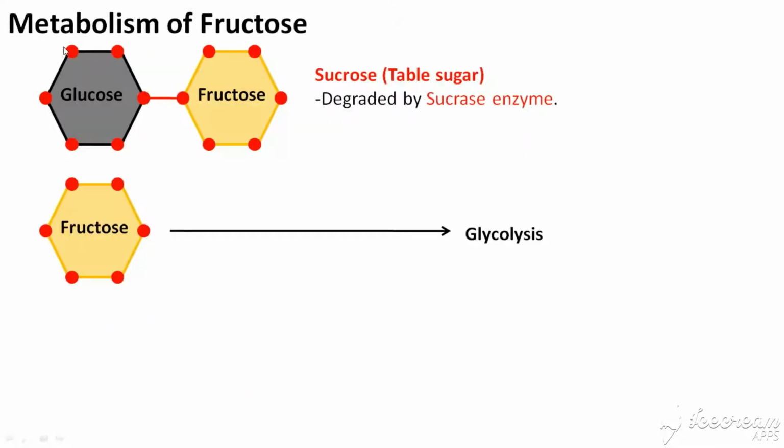Okay, so now we're going to discuss in detail the metabolism of fructose. Fructose is a monosaccharide, and it's mainly found in the disaccharide sucrose. Sucrose is the normal table sugar that we ingest. Sucrose is a disaccharide that's composed of a molecule of fructose attached to a molecule of glucose. And sucrose is degraded by the sucrase enzyme that is found in the small intestines. So fructose, when it enters our body, is going to be metabolized, and it's eventually going to pour into the glycolysis pathway.